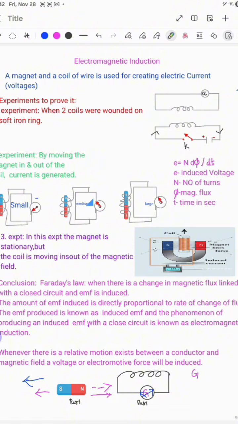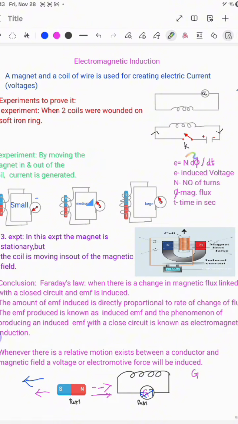The second way is by moving the magnet in and out of the coil. Here the magnet is moving up and down, and even when the number of turns is small, it shows a deflection due to electromagnetic induction. But if you increase the number of turns, the galvanometer deflection is higher. When a large number of turns are there, the deflection is very large, meaning the number of turns is directly proportional to the current passing through the coil or the voltage produced.